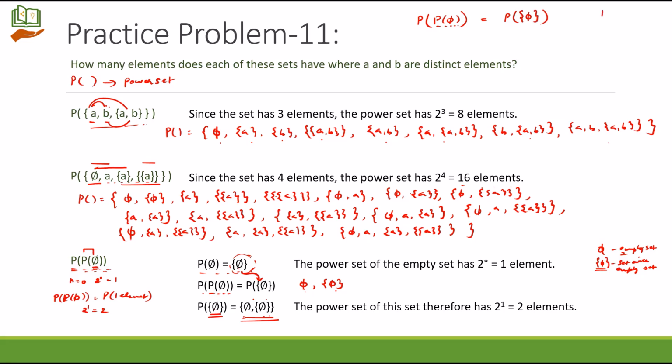We know the power set of the empty set is equal to this one. So we are just substituting this inside. Previously we had no element, so it is 2 power 0, which is equal to 1. Now we have one element, so we have to take 2 power 1, which is equal to 2 elements. Overall, the null will come out first and then the set will be taken as it is. So this will be the power set answer.